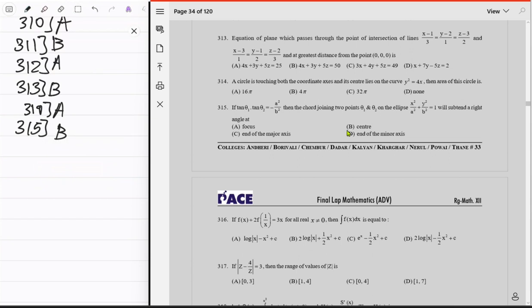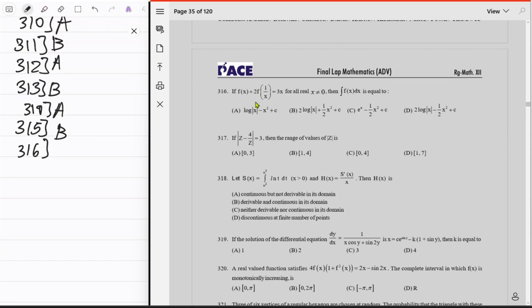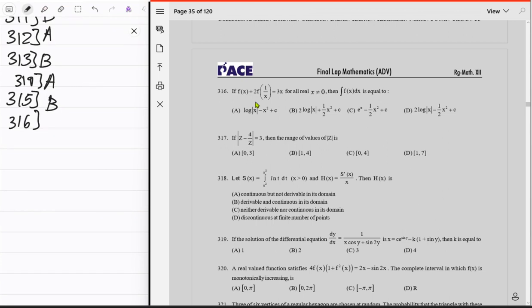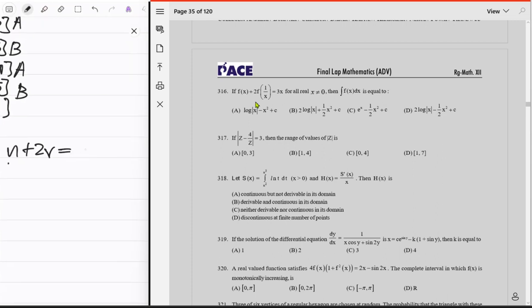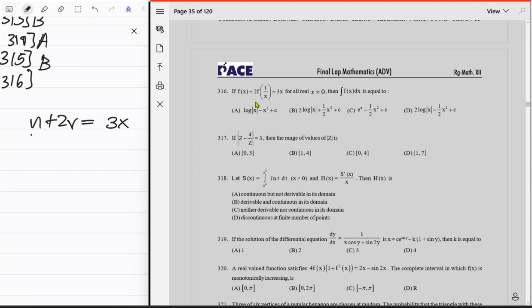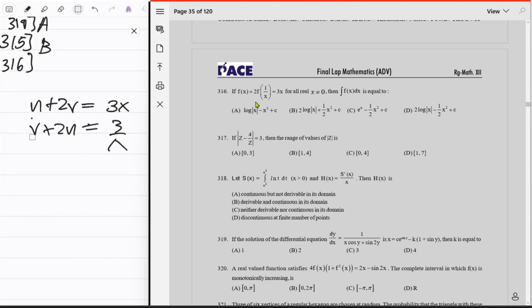Next, 316, yeah, just 316, we'll do the 320 I guess. If f of x plus 2f of 1 upon x is equal to 3x for all real x, then the integration of f of x is equal to... okay, this is true for all real x. I know what this is, just f of x को u बोल देंगे, f of 1 upon x को v बोल देंगे, like u plus 2v is equal to 3x, and then v plus 2u is equal to 3 upon x. So 2u plus v, in fact.